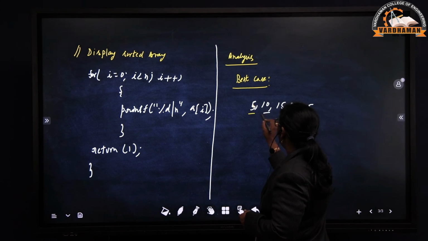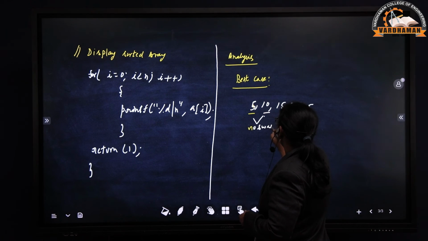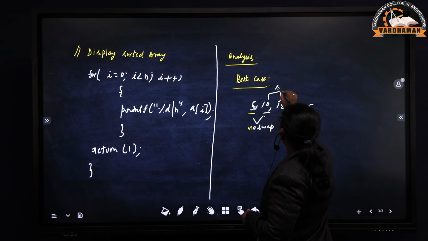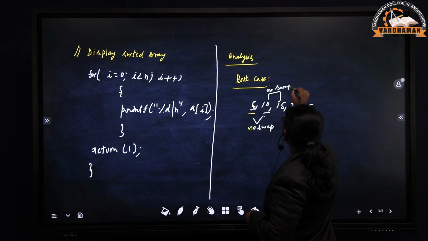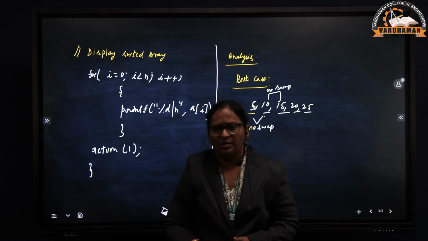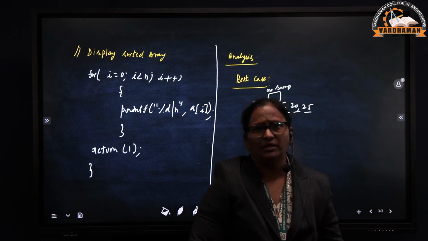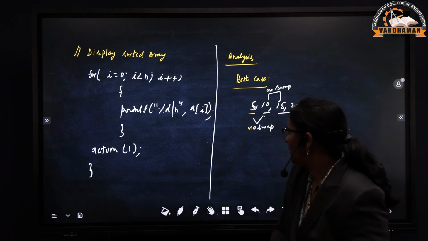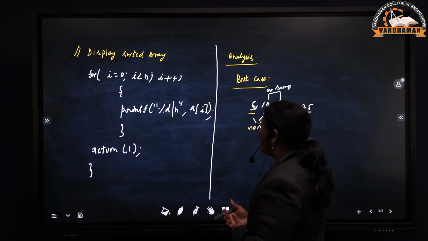So we just compare these two, but there is no swap. Same we compare here, no swap. Between every adjacent element you can see, because it is already in ascending order, no? Always the previous element is smaller than the next element. Definitely there will not be any swap.